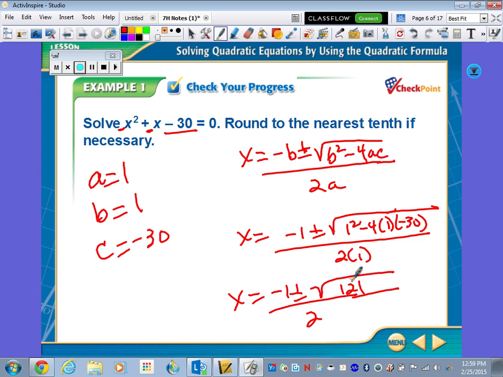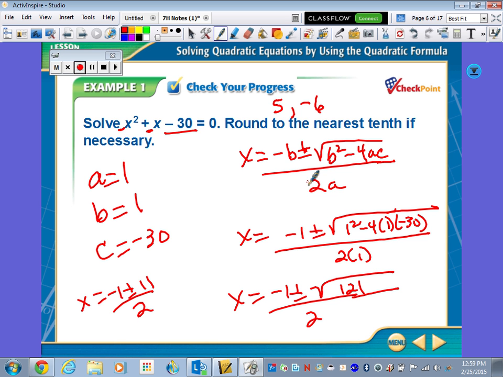Now, hopefully you notice that 121 is a perfect square, so you're going to have x equals -1 plus or minus 11 over 2. So -1 plus 11 is 10, divided by 2, so the first one is 5. Now -1 minus 11 is -12, divided by 2, which is -6. And those should be your two answers.